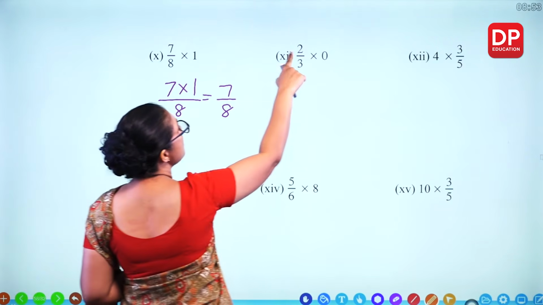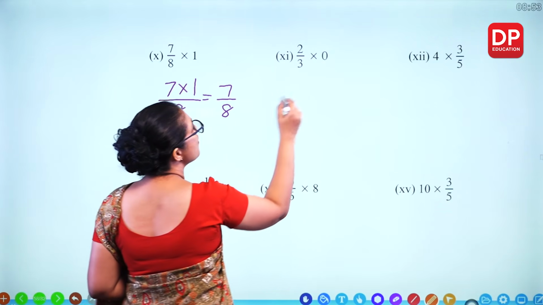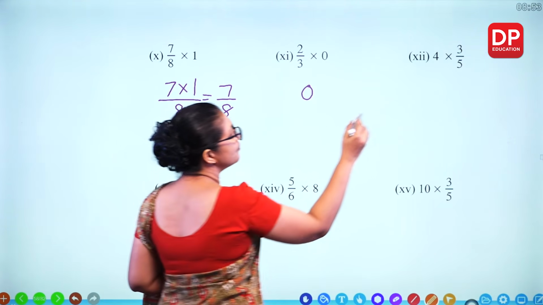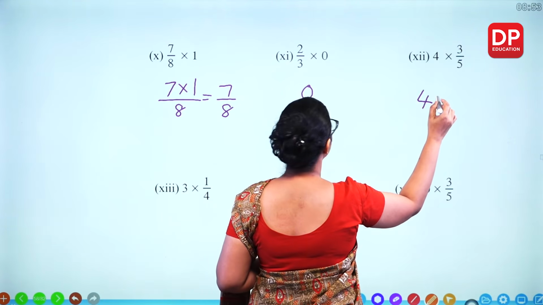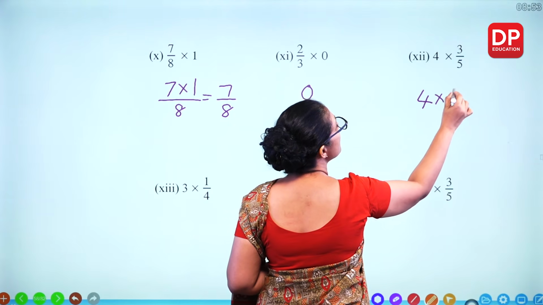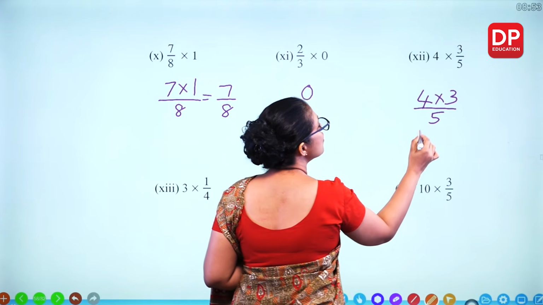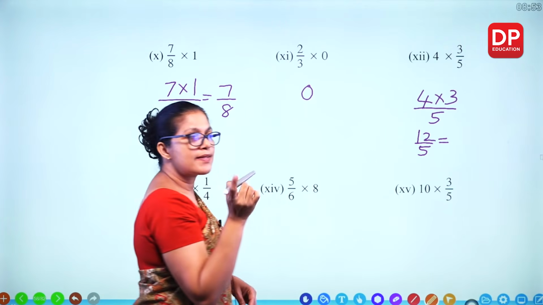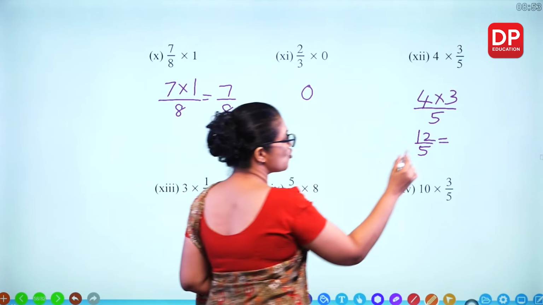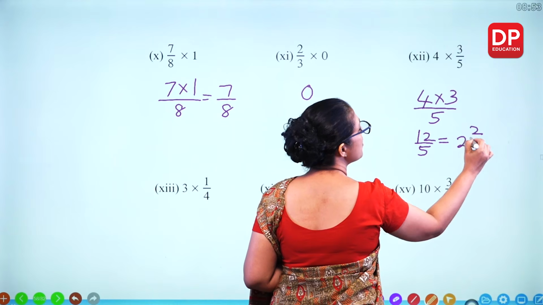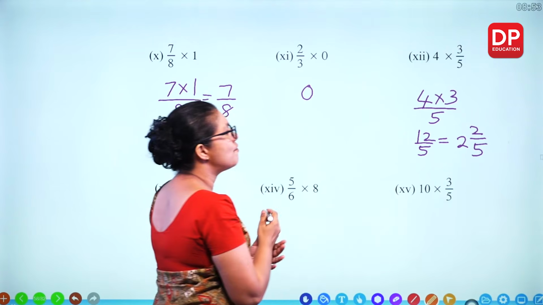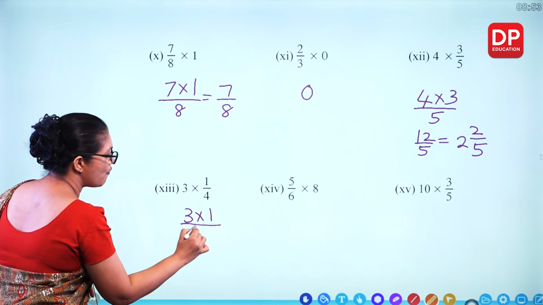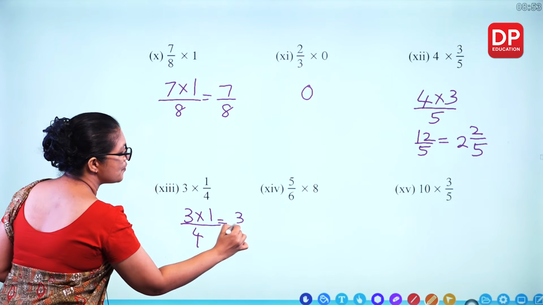7/8. Any fraction multiplied by 0, you get 0. This one, 4 times 3 divided by 5. 12 divided by 5. You can convert to a mixed number. 5 times 2, 10. And 2 remaining. 2/5. This one, 3 times 1/4. You can write 3/4.